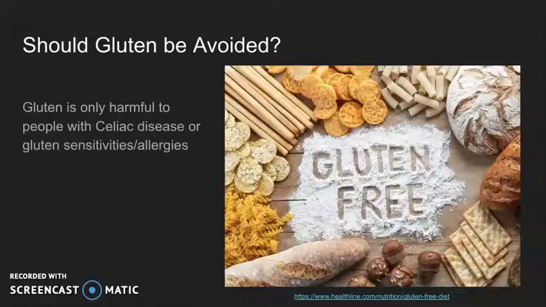The question many people wonder is, should gluten be avoided? The answer is, gluten should be avoided in patients that have celiac disease, gluten sensitivity, or allergies towards gluten. If a patient does not have any health factors and can tolerate gluten, it is perfectly fine to eat.